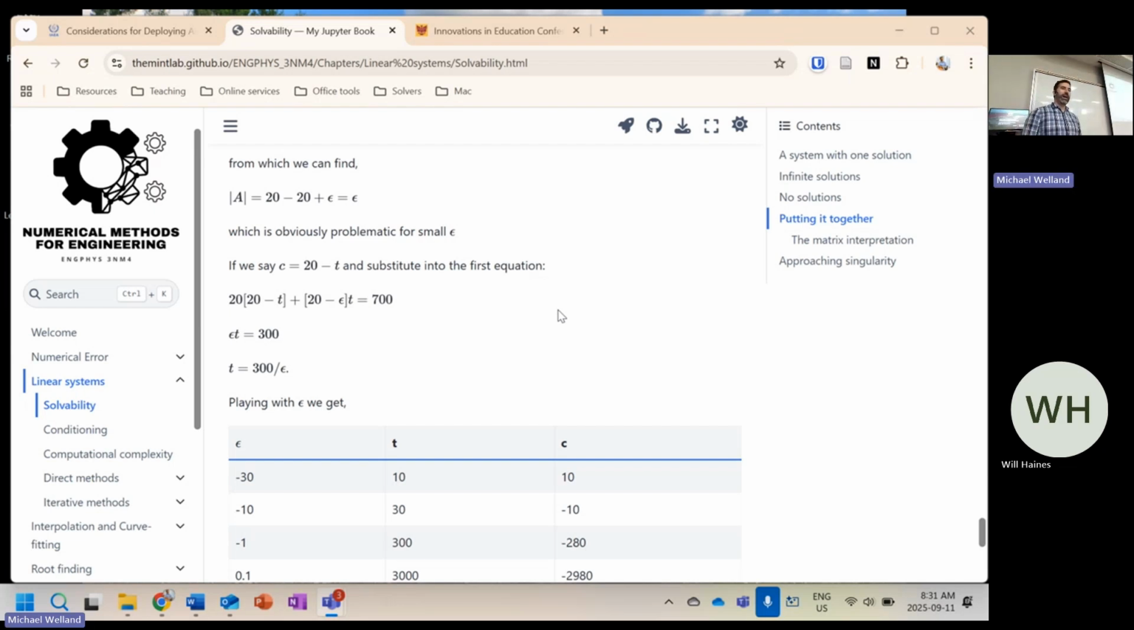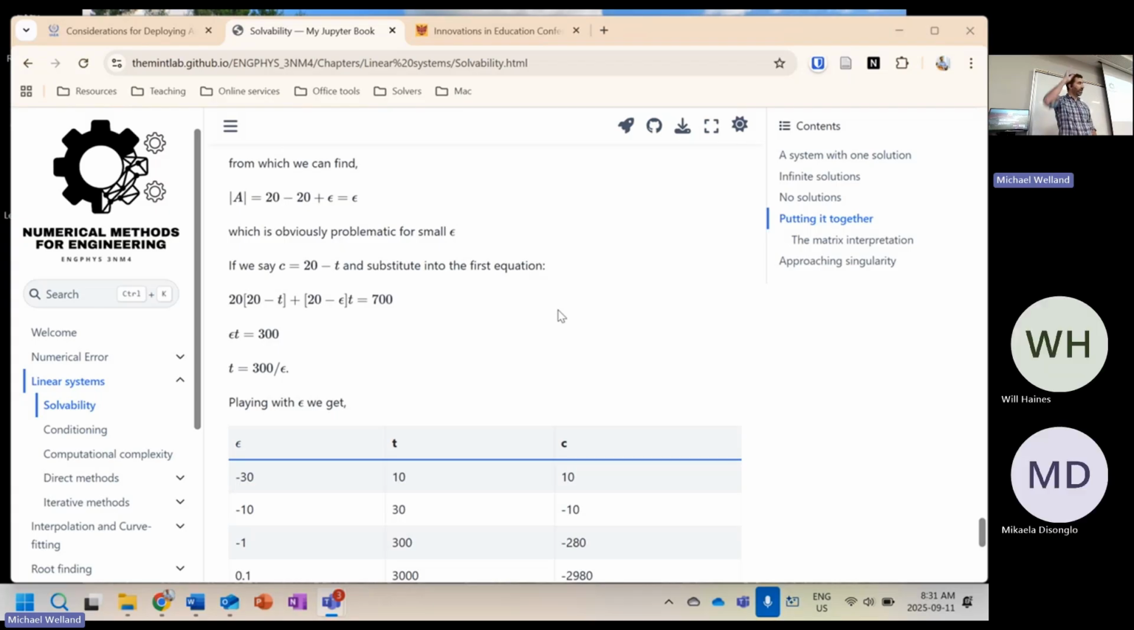Okay, I want to revisit conditioning because I don't think that was a great job communicating what the idea behind it is at the end of last class. It was kind of rushed. So I wanted to circle back.